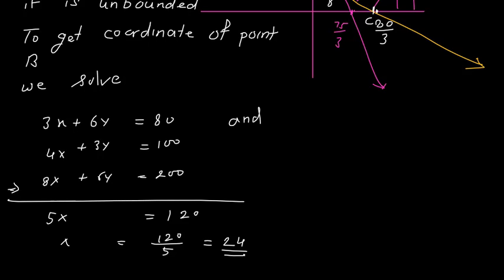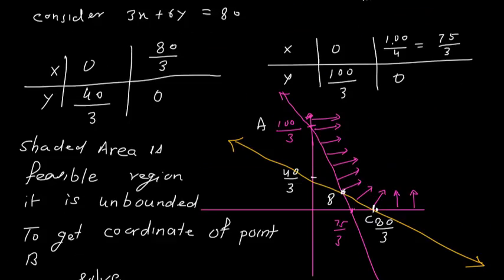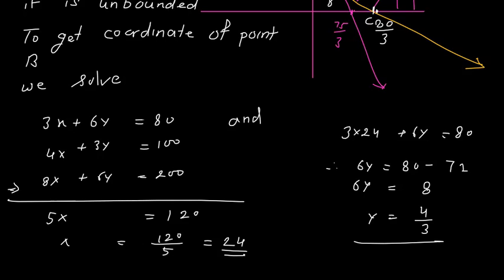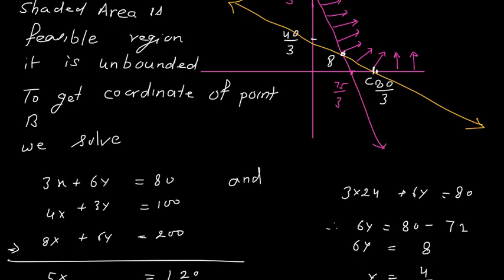And 3 into 24 plus 6y will be 80. So therefore 6y is equal to 80 minus 72, that is 8, so y is equal to 4 upon 3. So this is the coordinate of point B. Therefore B is 24, 4 upon 3. Now I will find the value of z at these corner points.